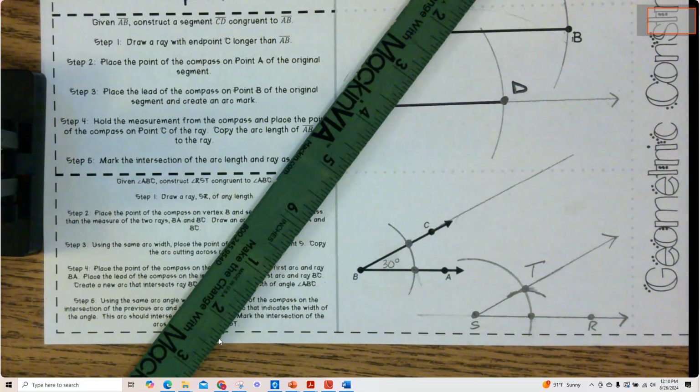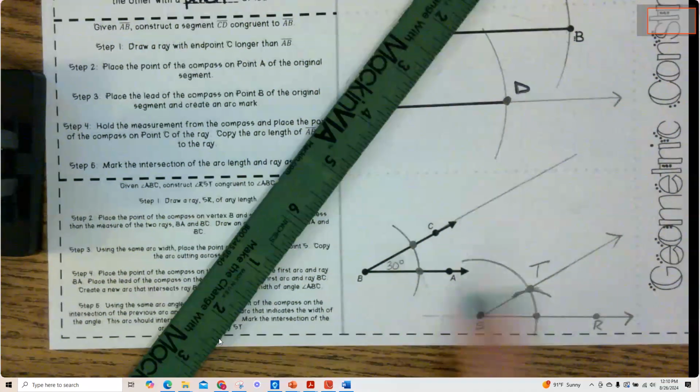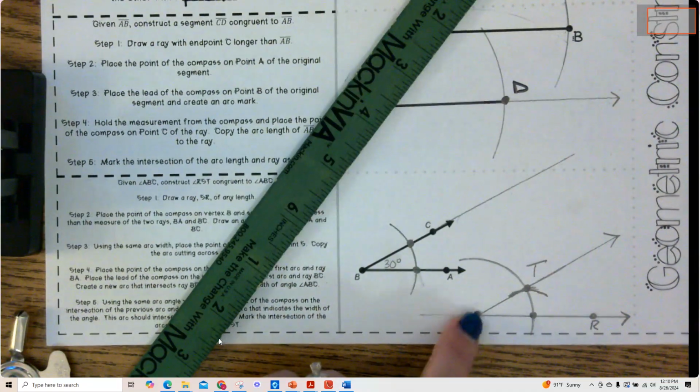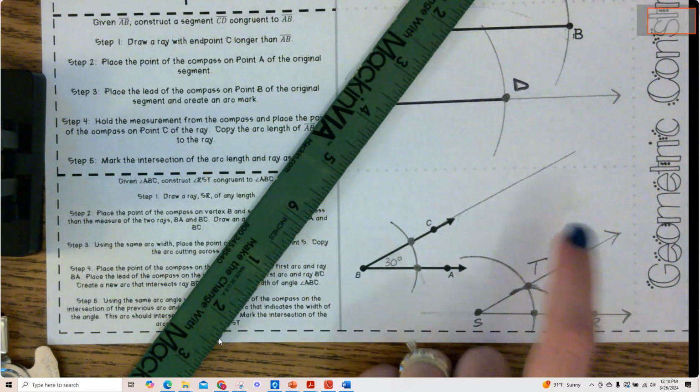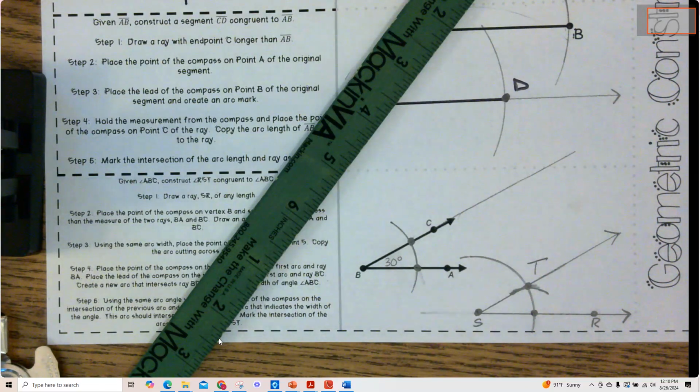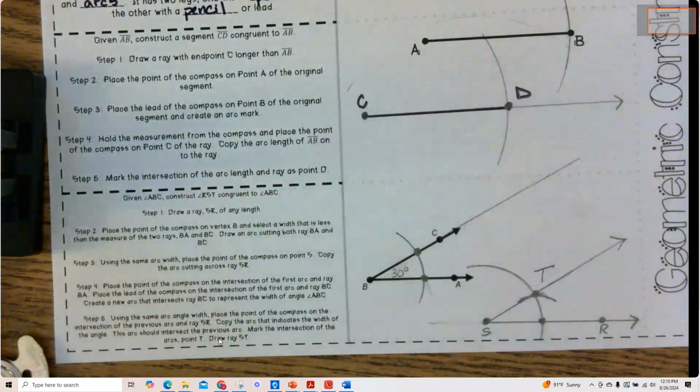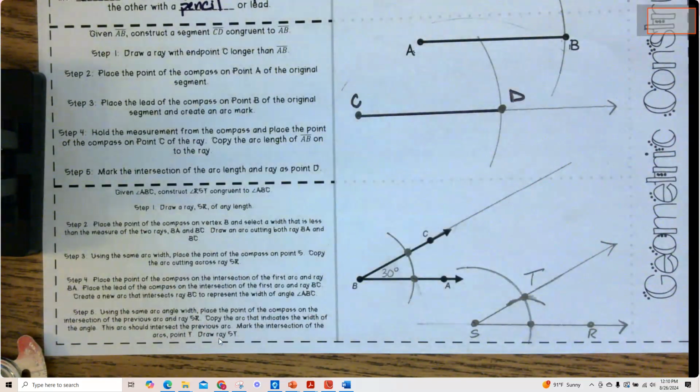Everything has a name, and the order that you say the letters in matters. Okay, RST, when we're talking about an angle, tells me that S is the vertex. It's the sharp point of that angle. So you can copy any angle size, any line segment size, using just a compass and a straight edge. Okay? All right, so that's it for this first set of notes for lesson 5.